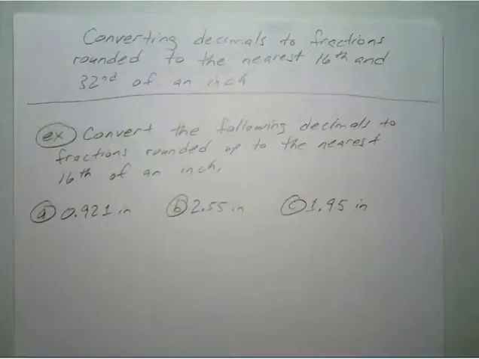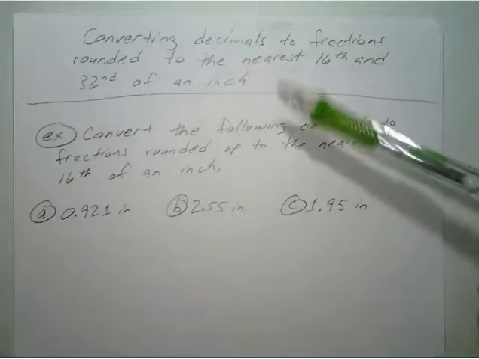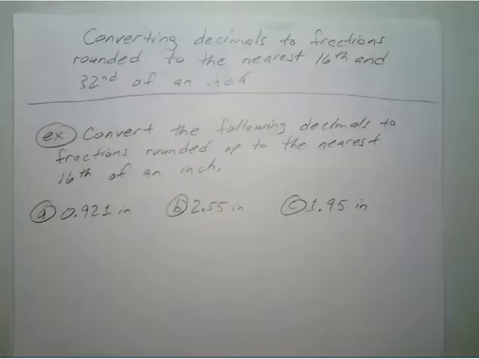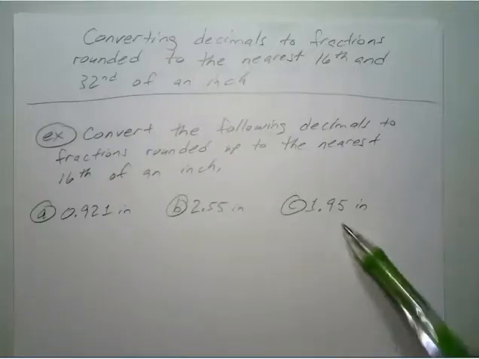Hello everyone. In this pretty quick video, I'm just going to show you how to convert decimals to fractions, rounding them to the nearest 1/16 or 1/32 of an inch. If you're looking at this one, you have to convert the following decimals to fractions rounded to the nearest 1/16 of an inch. We have 0.921 inches, 2.55 inches, and 1.95 inches.